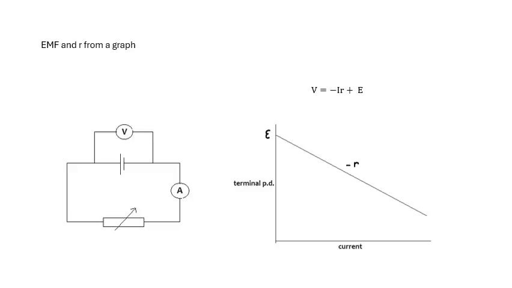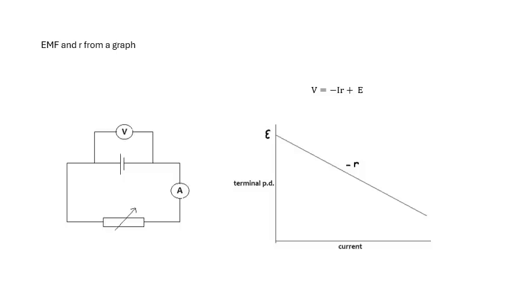I think this might be the last slide. EMF and internal resistance from a graph. So you build this circuit, obviously ammeter in series, voltmeter in parallel. A perfect ammeter has zero resistance, a perfect voltmeter has infinite resistance, and all you do is change the resistance of this rheostat. You measure the terminal PD, the voltage across the cell, and you measure the current.